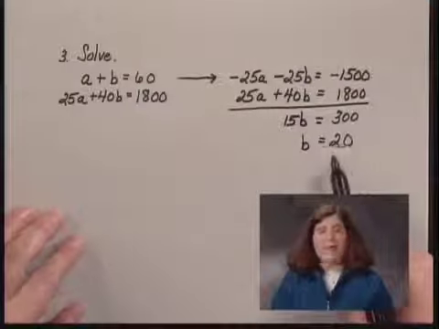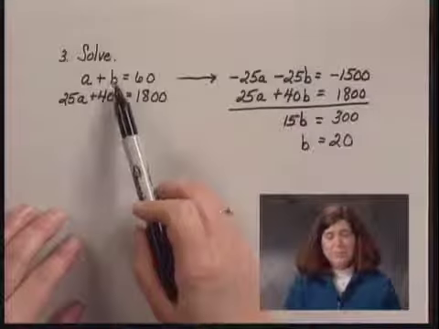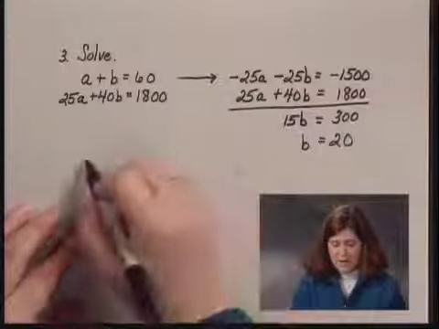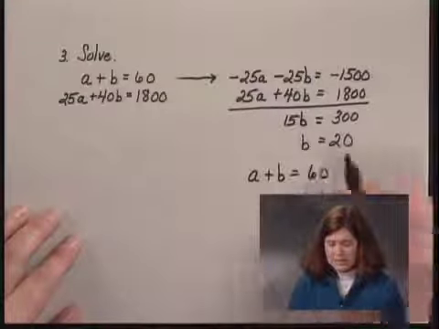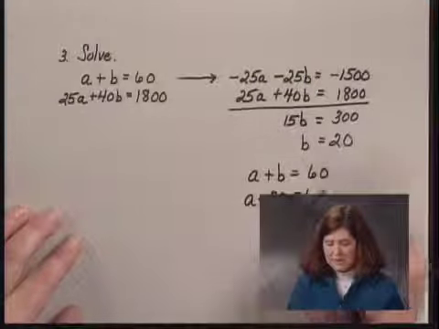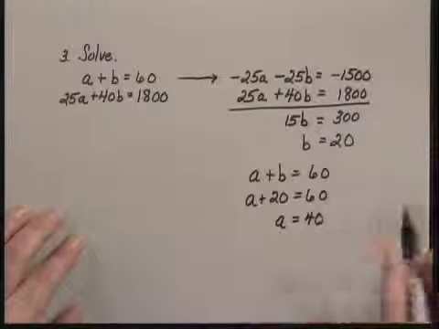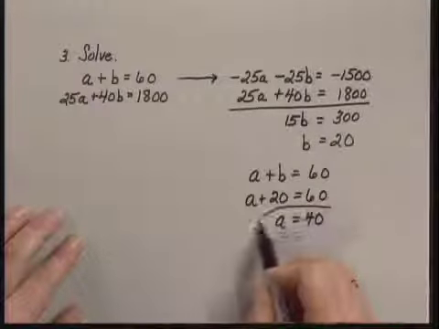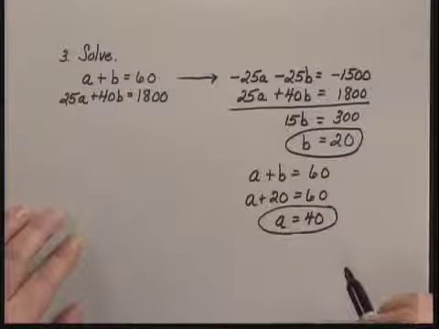Now remember, I want A and B. Substituting 20 for B in my first equation, I would have A plus B equals 60, A plus 20 equals 60. Subtracting 20 from both sides, I have A equals 40. So I have a possible solution of A is 40 and B is 20. Now we will check those possible solutions as step 4.